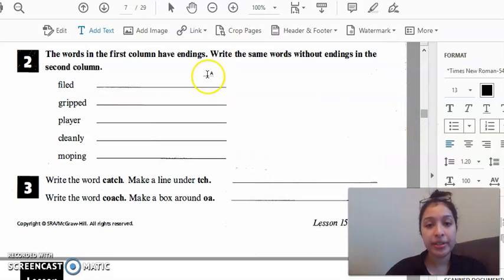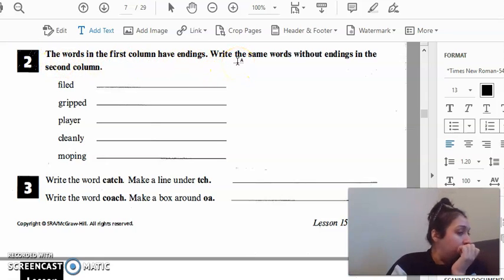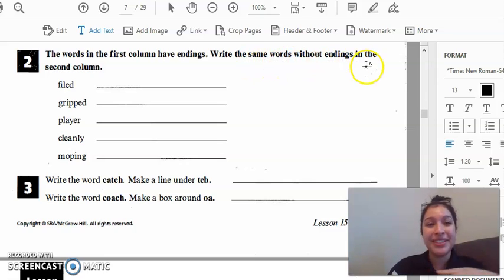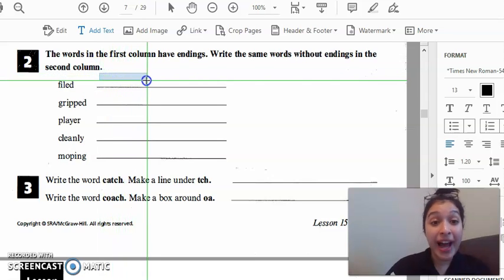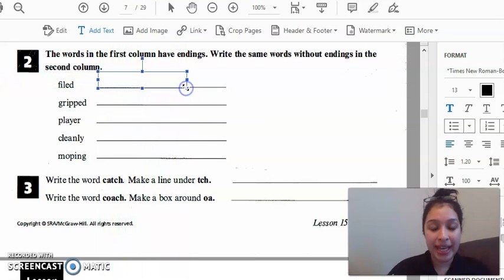the next part. It says the words in the first column have endings. Write the same words without endings in the second column. Sorry, guys. So word 1 is filed. What word? So here you have to write filed without the endings. You can go ahead and write it here. So go ahead, pause the video, work on that, and we're going to look at another tricky word on here.